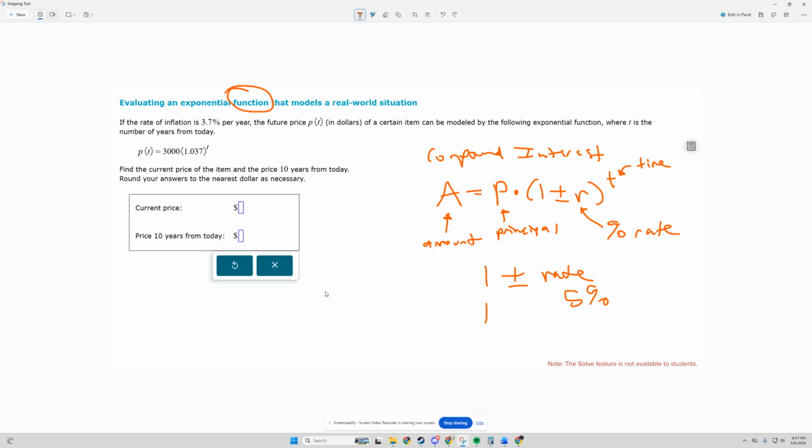Okay, so for this one particularly, it says we're starting with $3,000. It's going to go up by 3.7%. That was 1.037. It's not decreasing by 3.7% because then that would be 1 minus 0.037, so it would be like 0.963 or something like that. And raised to the T. So it says 10 years. That's going to tell us 10 years from now. The current price, though, is just that first number.